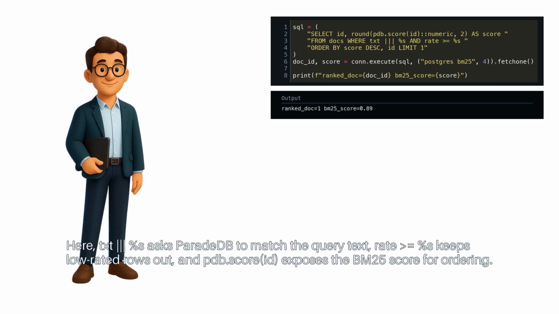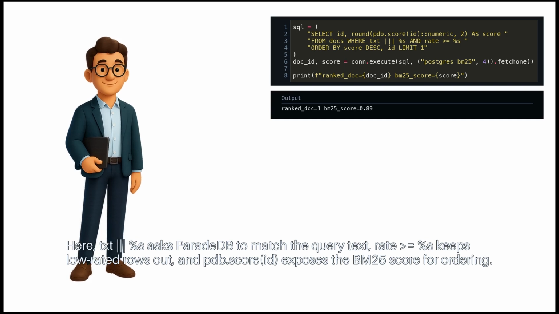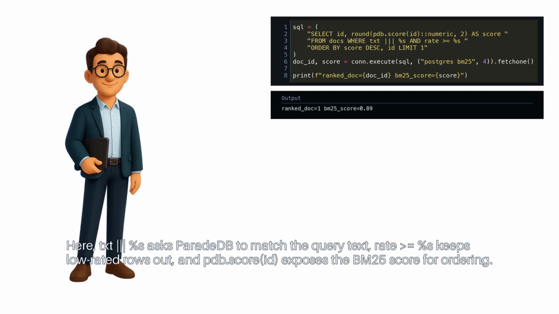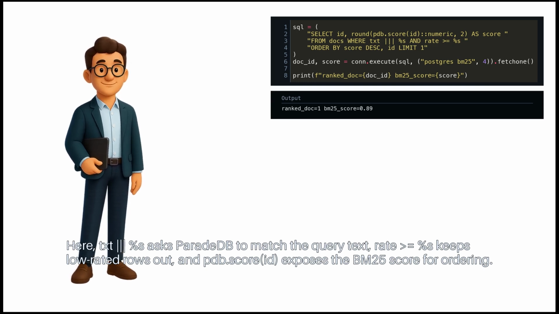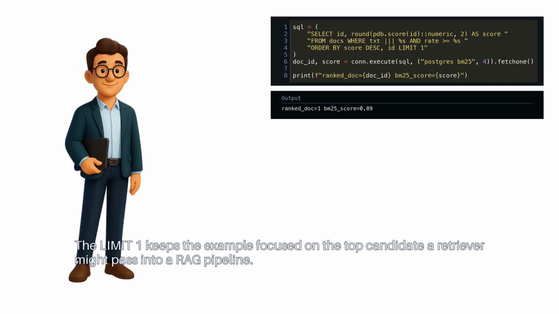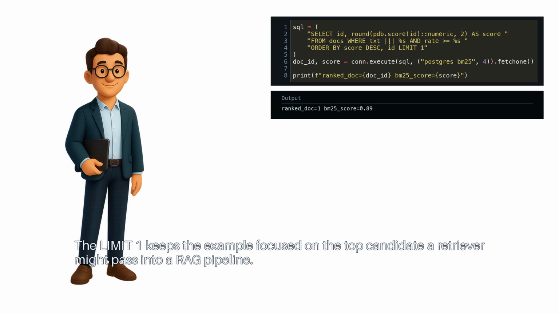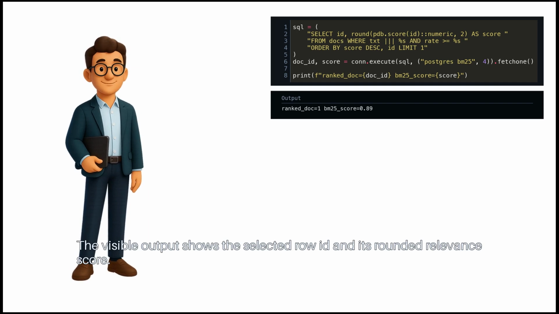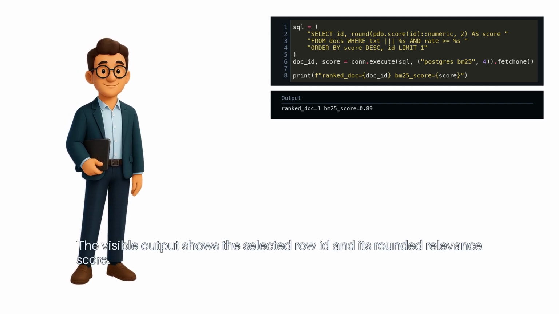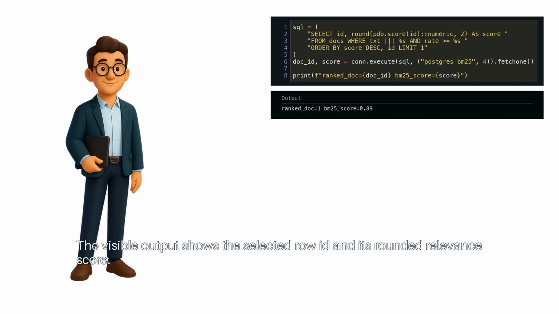Here, txt asks ParadeDB to match the query text, rate greater than or equals keeps low-rated rows out, and pdb.score(id) exposes the BM25 score for ordering. The LIMIT 1 keeps the example focused on the top candidate a retriever might pass into a RAG pipeline. The visible output shows the selected row id and its rounded relevance score.